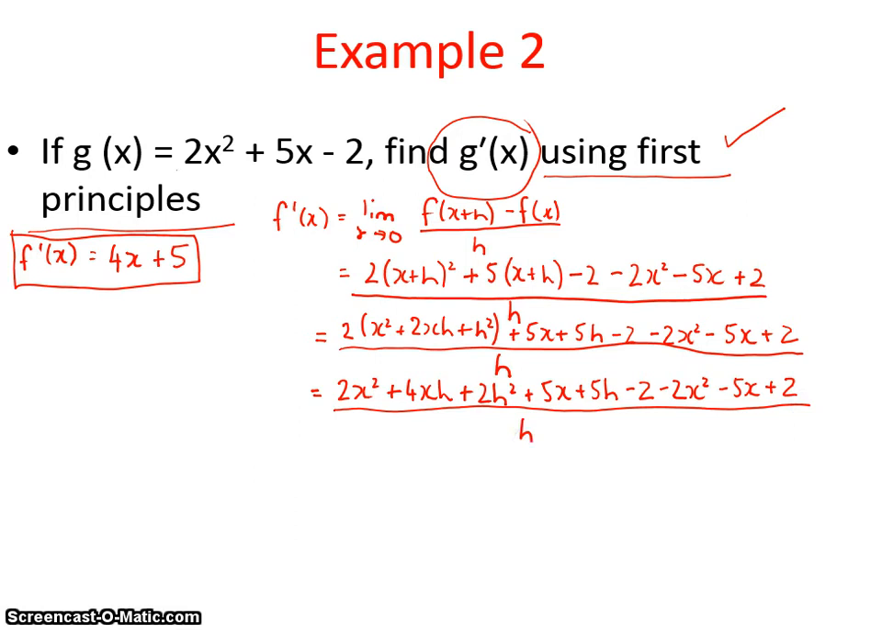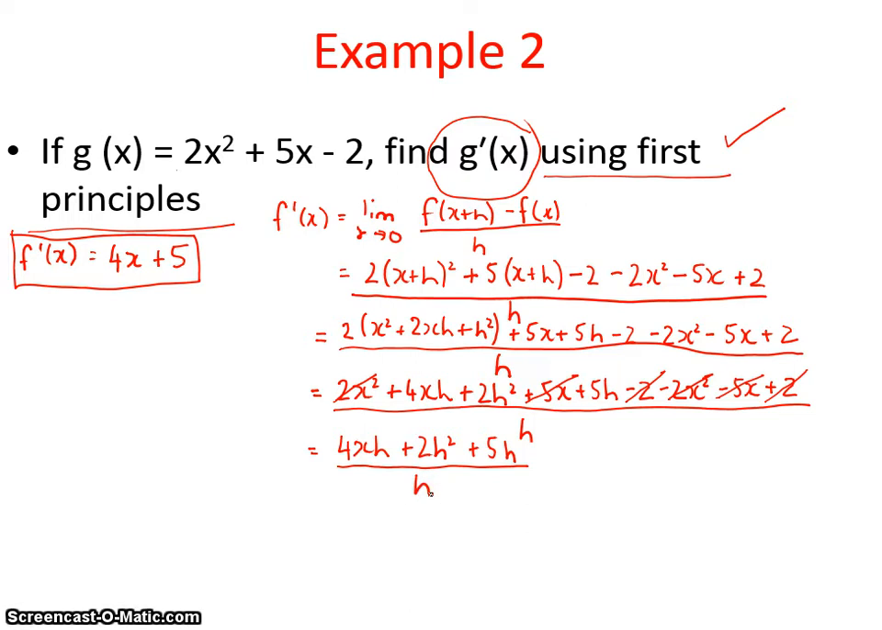Now let's cancel out what we can cancel. We have positive 2x squared minus 2x squared. We have positive 5x minus 5x. We have minus 2 plus 2. And what I'm left with here is 4xh plus 2h squared, and then plus 5h. And the whole thing is over h.